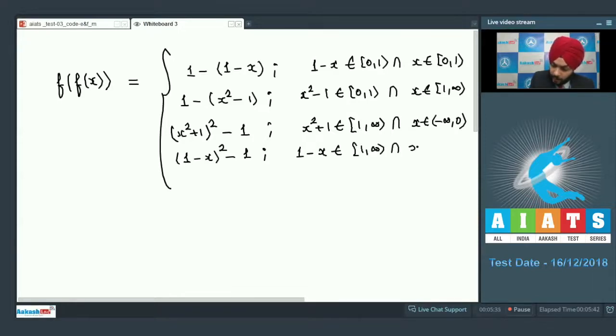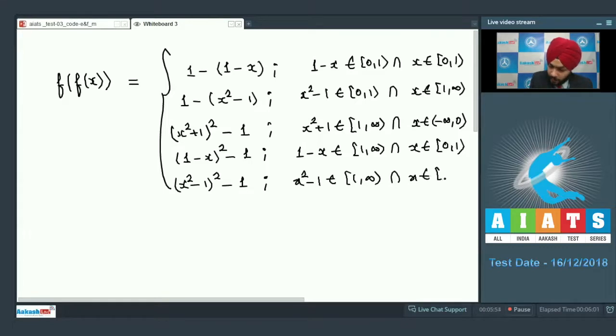Intersection, x will belong from 0 to 1. Last possible definition, x square minus 1 whole square minus 1. So this will be x square minus 1 belonging to 1 to infinity. Intersection, x belonging to 1 to infinity. So this will be the last step for the definition.